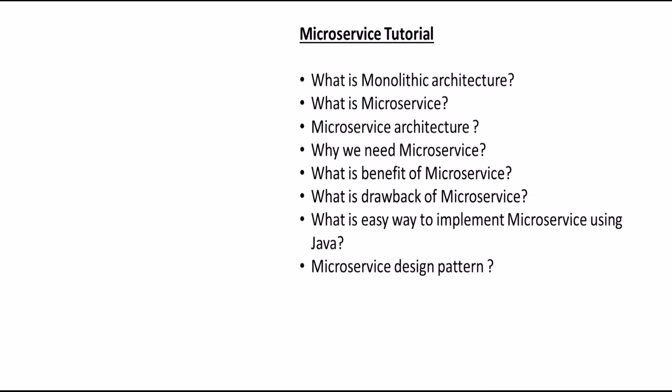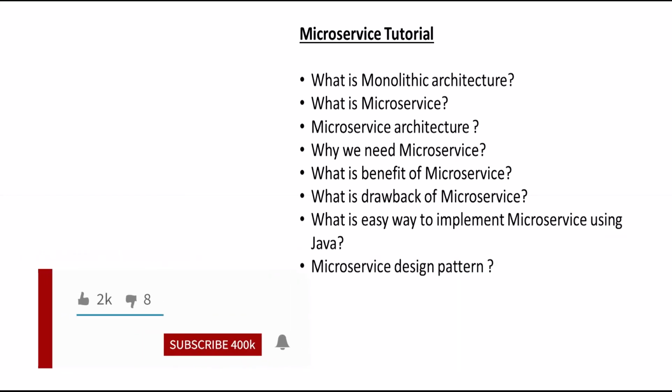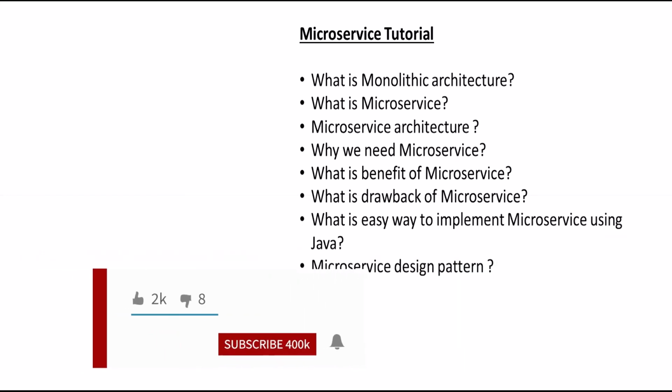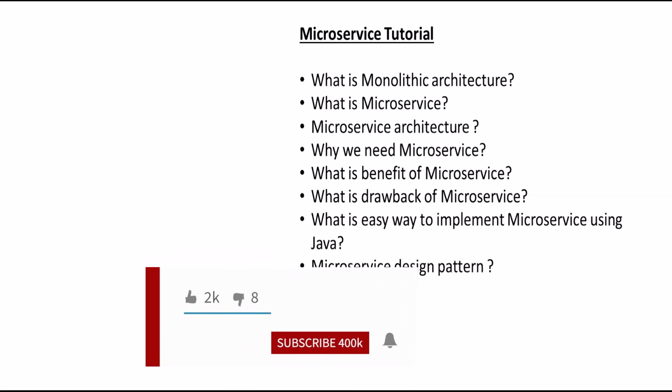So in this microservice tutorial, what will we learn? We'll learn about what is monolithic architecture. Before jumping to microservice, we'll learn about the monolithic architecture. Then we will talk about what is microservice, what is microservice architecture, why we need microservice, what is the benefit of microservice, what is the drawback of microservice, what is the easy way to implement microservice using Java, and microservice design patterns.